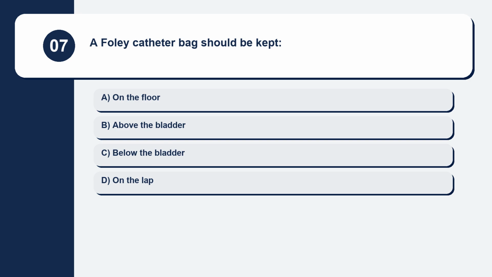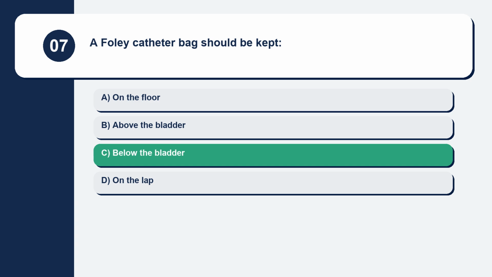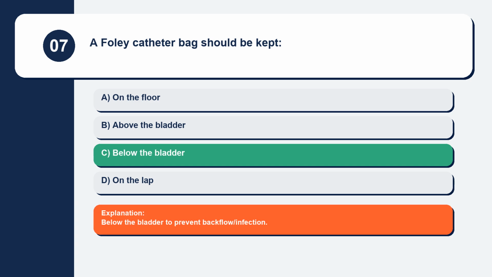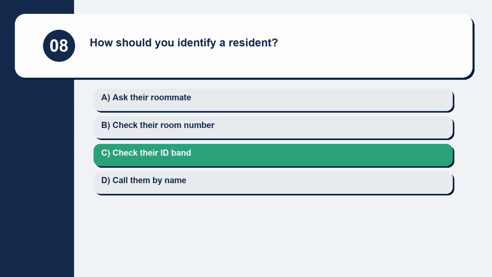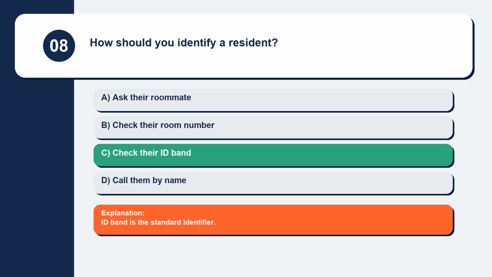Question 7. A Foley catheter bag should be kept: on the floor, above the bladder, below the bladder, on the lap. Below the bladder to prevent backflow infection. Question 8. How should you identify a resident? Ask their roommate, check their room number, check their ID band, call them by name. ID band is the standard identifier.